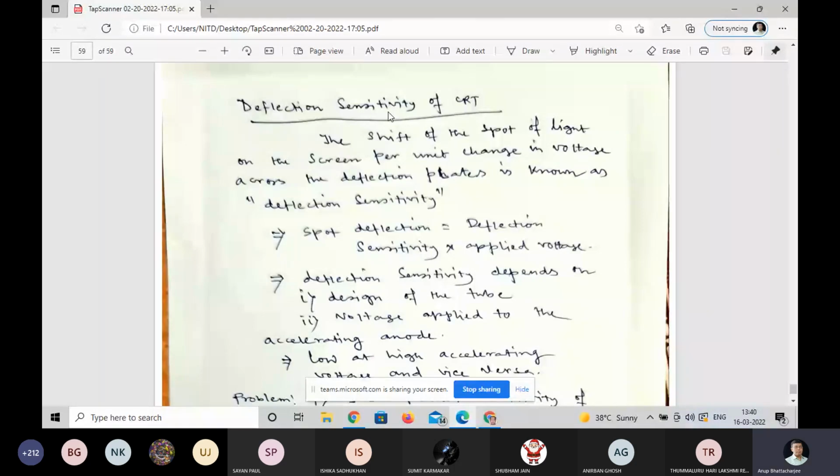What are the major subsystems of a CRO? CRT, yes sir. All the F2 things, A2G. It is written here, I have mentioned. Now, A2G, yes. This is very important: deflection sensitivity of CRT.